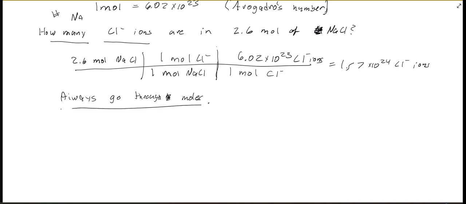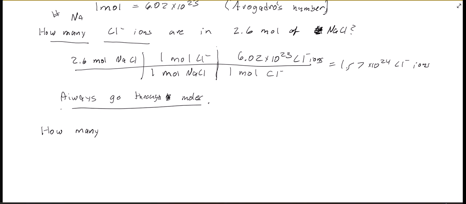Now you always have to go through moles. You cannot go from grams of something to grams of something else without going through moles. You always have to get moles of an item before you can get something else from it. So if you're given grams, you have to go to moles first. If you're given a number of atoms, you have to go to moles first. So before you can change to anything else, you have to change to moles.